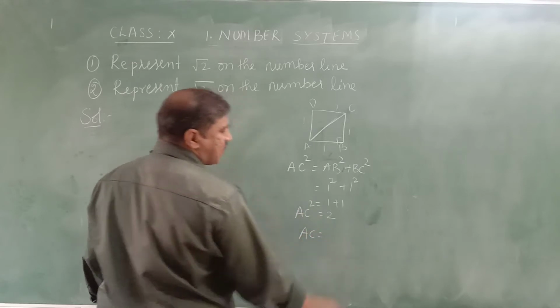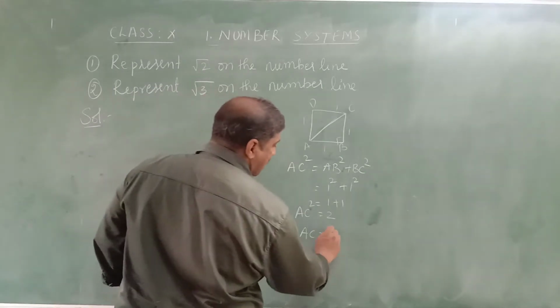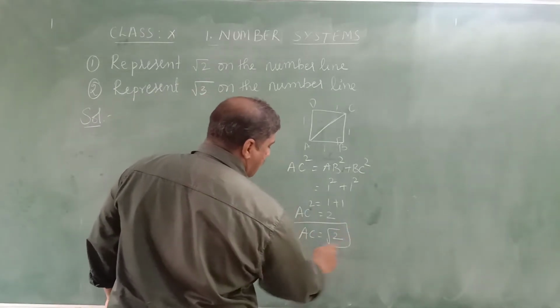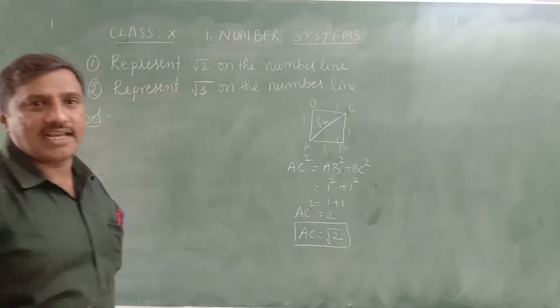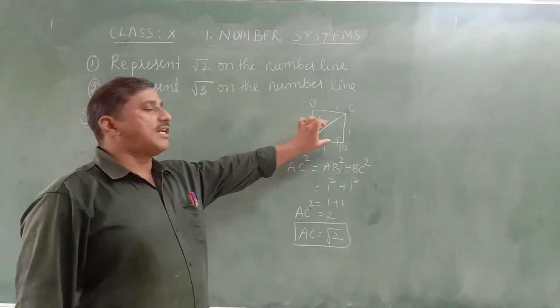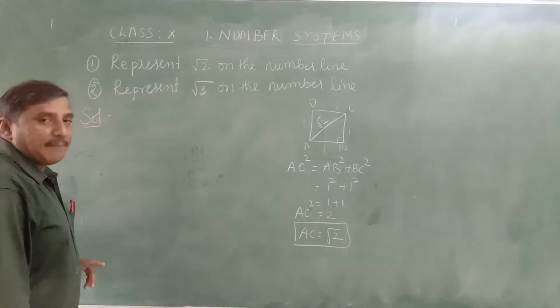Now AC is equal to the square root of 2, after transposing the square to the right-hand side. So the length of AC is root 2. This concept we will apply to represent root 2 on the number line.